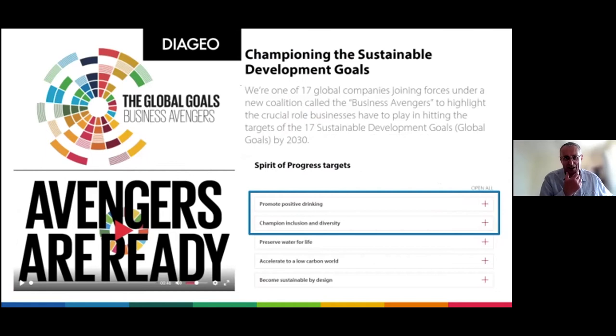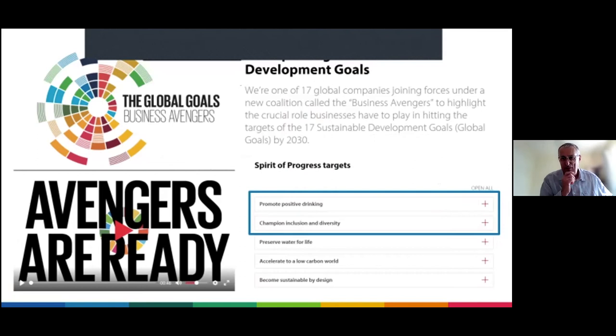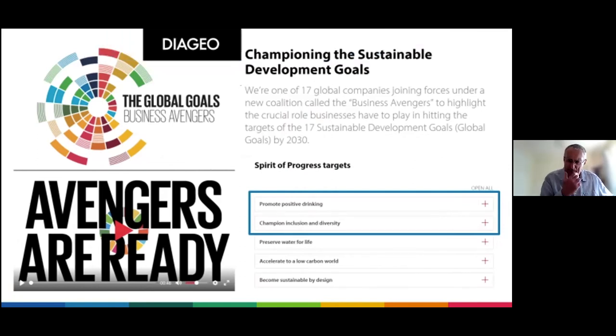I wanted to look at Diageo briefly in this context, where they're one of 17 global companies, including a number of ultra processed food companies, who have positioned themselves as the business avengers to highlight the crucial role businesses have to play in hitting the targets of the SDGs.